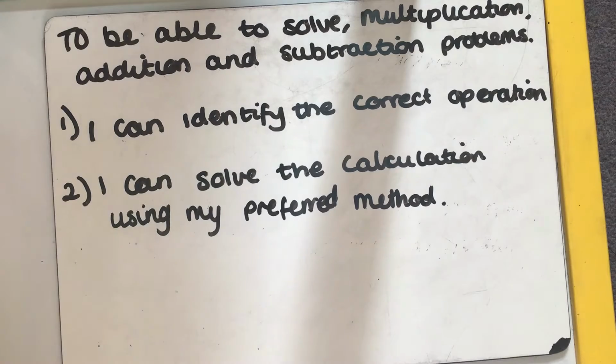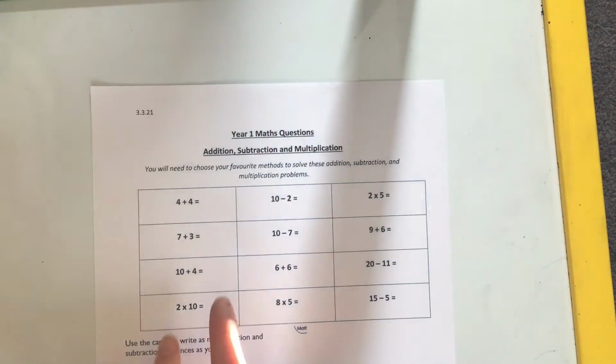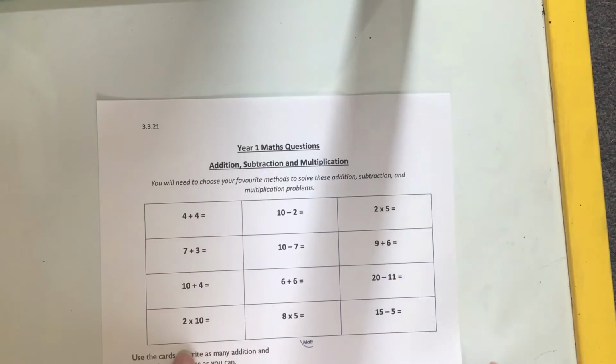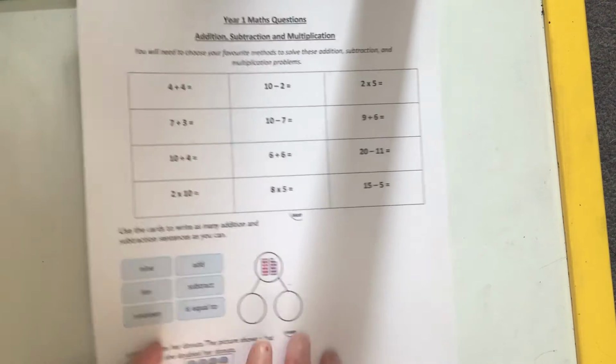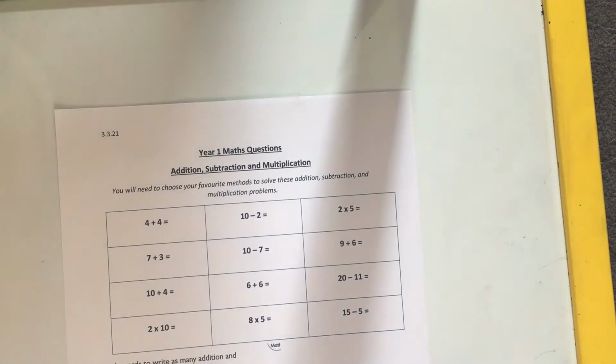So what I've done is I have created a sheet for you. Now the normal one just has the questions like this, but there are a few more than this. And the red level has some reasoning problems as well. But to start off with, we're just going to look at the normal ones. So let's start off with addition, and we'll go through some different addition methods we could use.